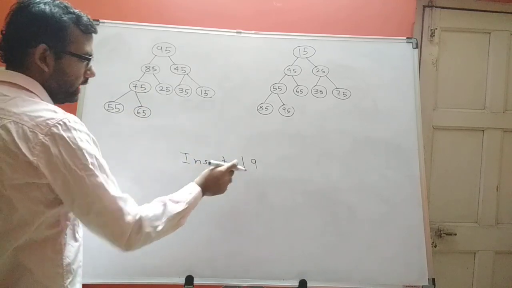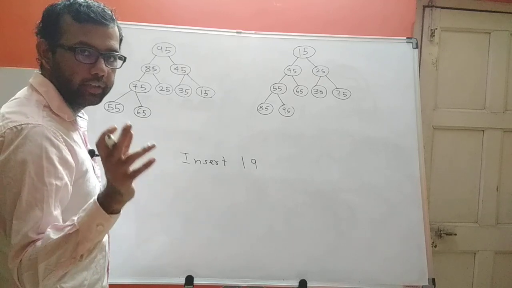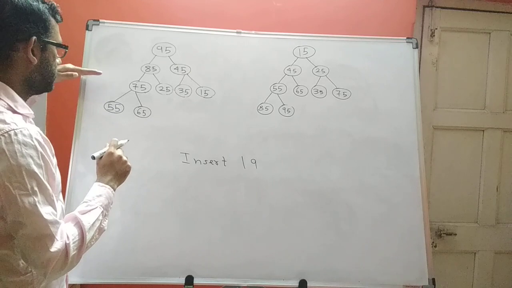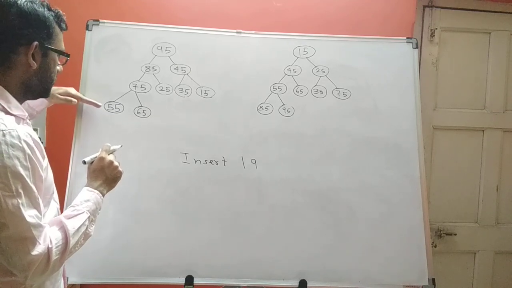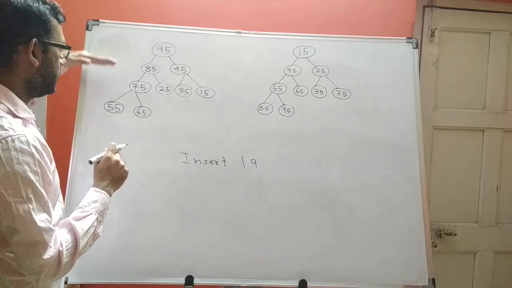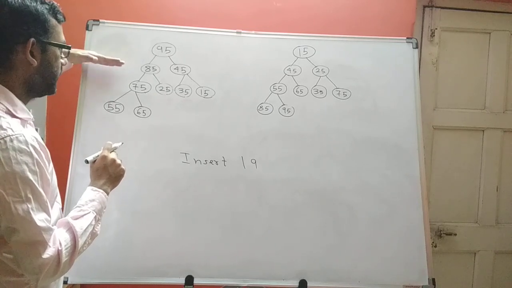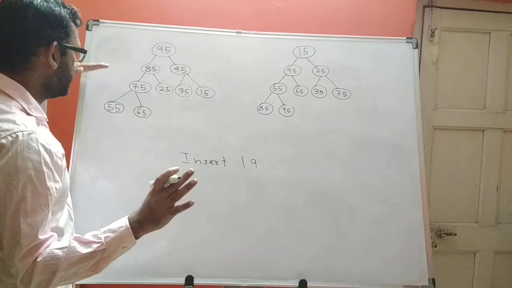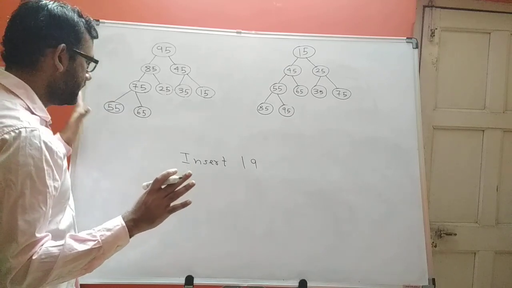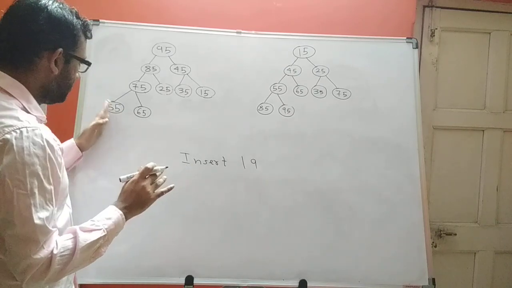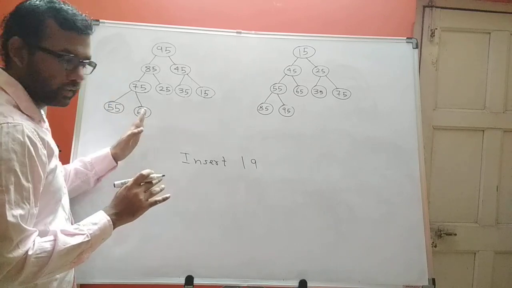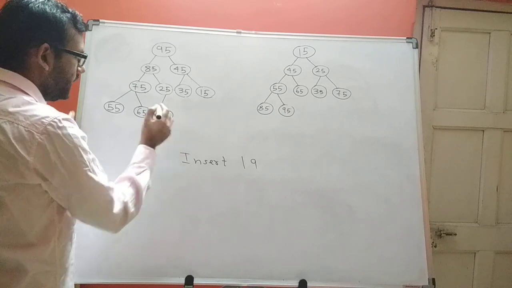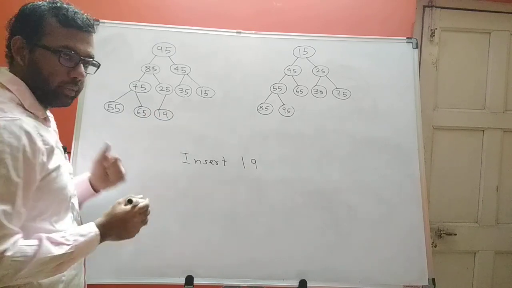Now I'll insert 19 such that the property of complete binary tree is followed. That means the levels that you see, this is the last level, the levels preceding the last level, level 0, level 1 and level 2, all contain the maximum number of nodes, and the last level contains nodes filled up from left to right. I've filled up the leftmost 2 links. Now I should fill up this one. So 19 goes here. That is step number 1.